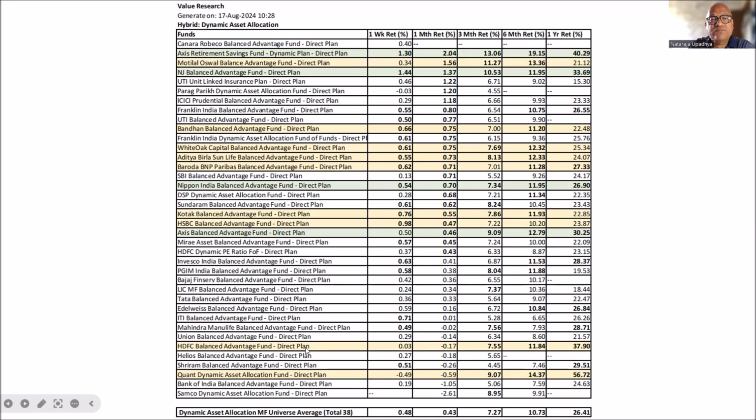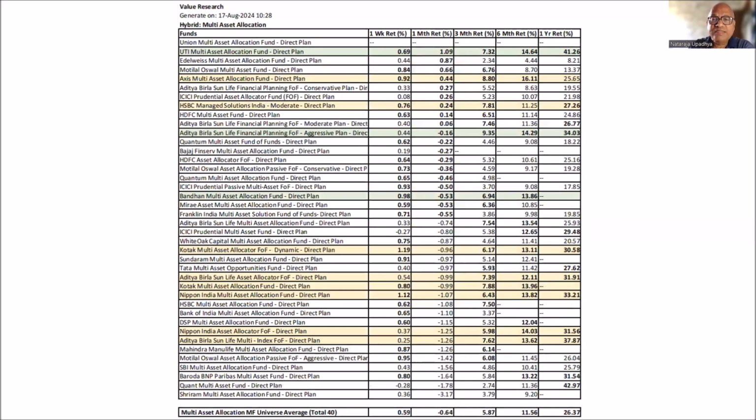The bottom ones are definitely not doing well in the last 1 month. HDFC Balanced Advantage Fund is a very good fund with 37.90, but got hit on the last 1 month basis. Quant Dynamic Asset Allocation Fund, 56.72% annual return, but not doing well in the last 1 month. So when the markets recover, this is likely to pull back and come to the top in the green status. That's why my analysis always identifies the orange ones also. So you cannot completely ignore them.